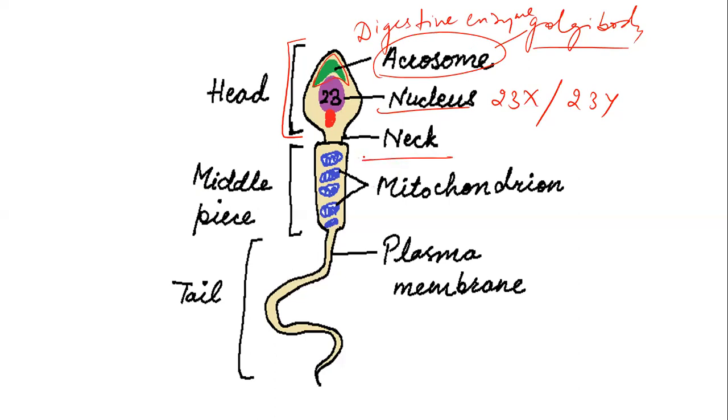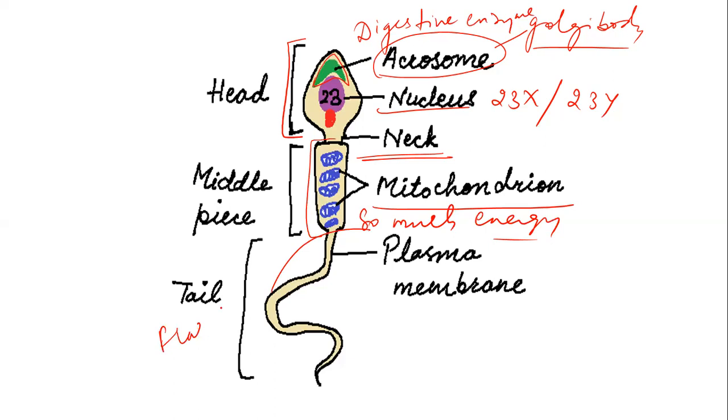Next to the head is the neck part, and below the neck is the middle piece, which has many mitochondria, and because of this it produces much energy, and due to this energy, the tail or flagella has motility. So this is the structure of the sperm.